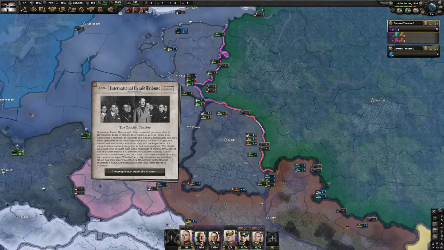Mussolini, Valois, Herzog, and other interested parties arrived in Birmingham today to discuss their common ground. It has been agreed that Maximism, Cyrillianism, and National Syndicalism all share basic principles of the state's primacy in the socialist struggle, the role of national identity within the state, and the importance of a strong central authority to preserve and build socialism. Their statements have drawn great criticism from other socialist factions, who gave it the name totalism, as a play on totalitarian socialism, which has been eagerly accepted by Mosley, who added it to the manifesto's name, attributing it to their total commitment to socialism.